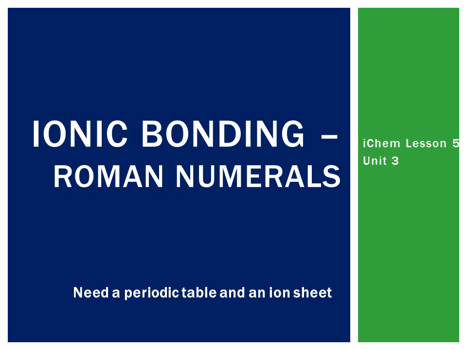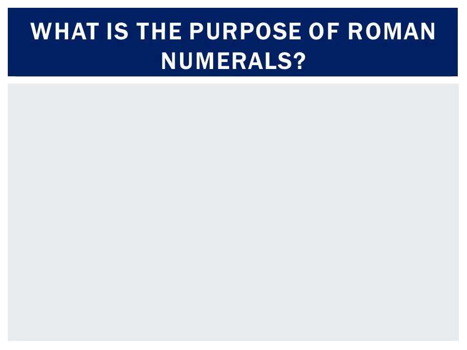Okay, welcome to iChem Lesson 5 on ionic bonding using those Roman numerals we avoided in class today. You will need a periodic table out in front of you and your list of polyatomic ions from your notes from class Friday. These two things should probably be with you all the time for the rest of time in chemistry class for the most part.